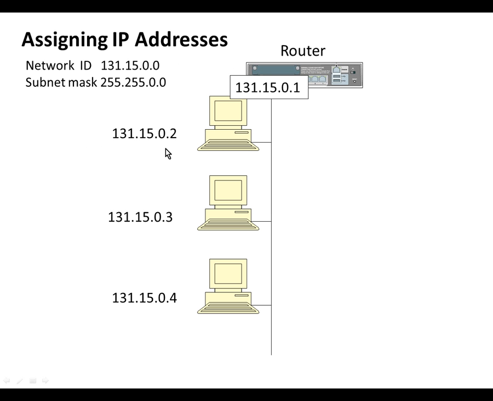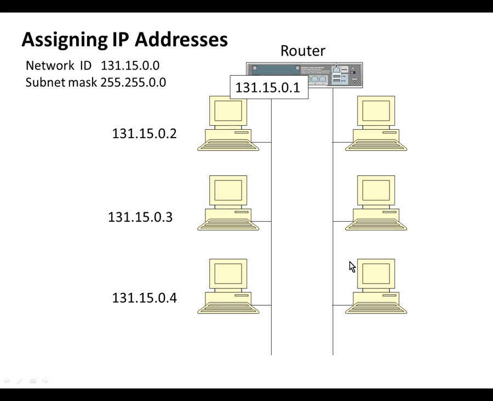So if we start out with our original situation, you and I, as network engineers, have been assigned the IP address of 131.15.0.0 to be used in the building that you and I are responsible for. So the first workstation would be 131.15.0.2, and the next one would be .3, and the next one would be .4, and of course the router would be 131.15.0.1. Fine, that's just a review.